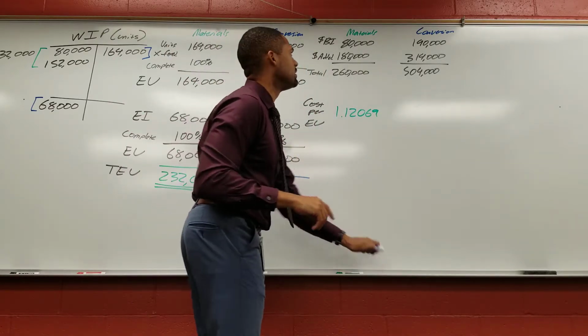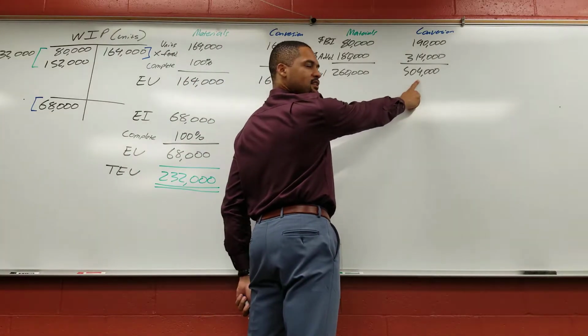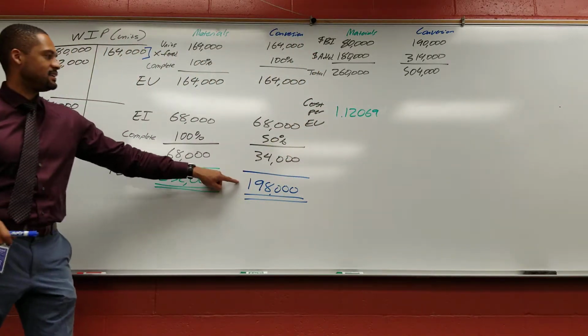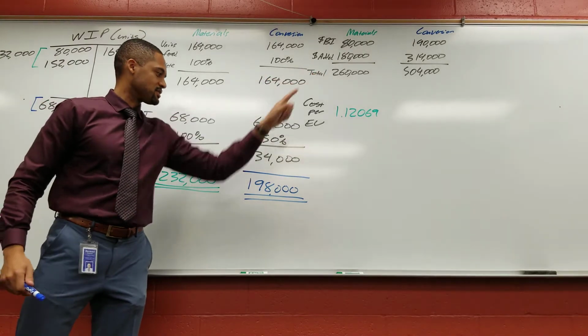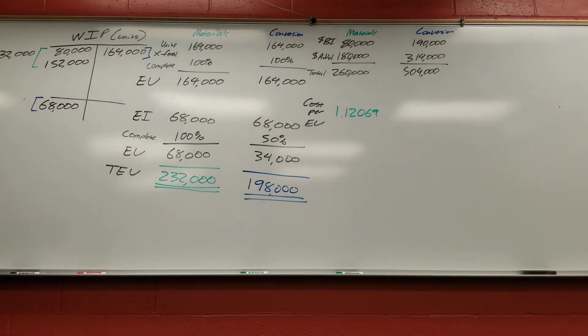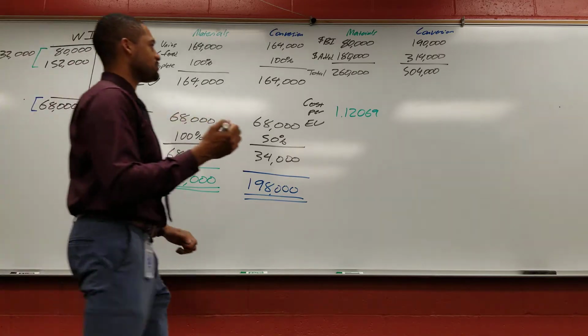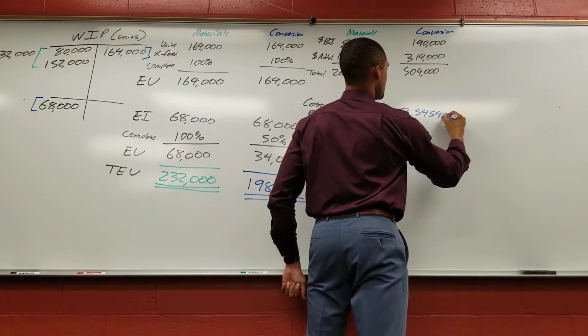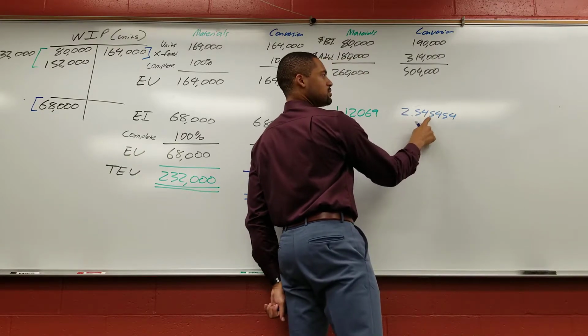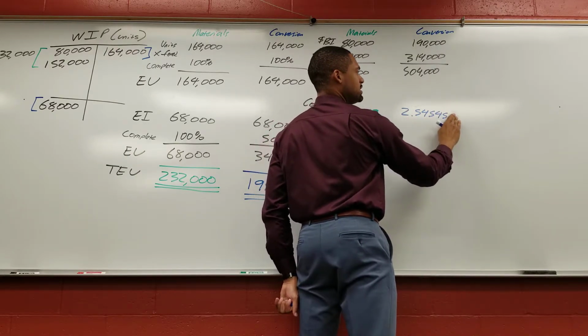Conversion, same thing. We have $504,000, and we have 198,000 equivalent units. 504,000 divided by 198,000 gets us 2.54545454 forever. 1, 2, 3, 4, 5, and keep it at a 5.